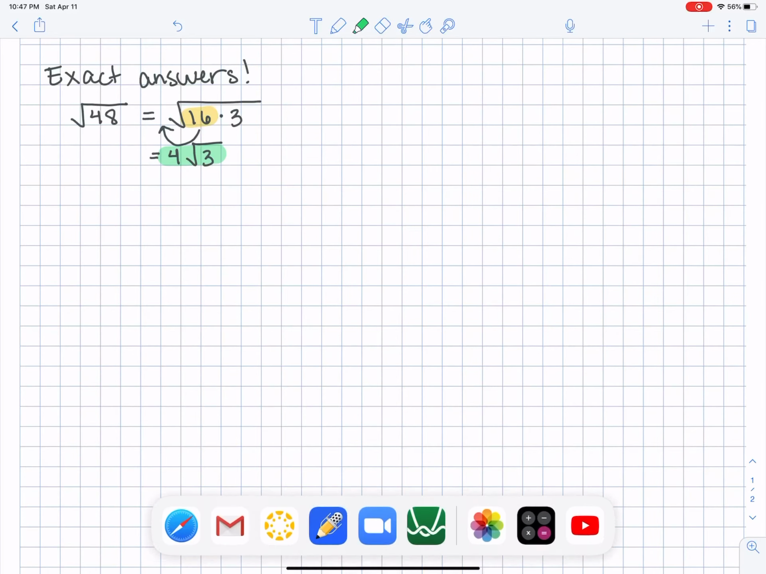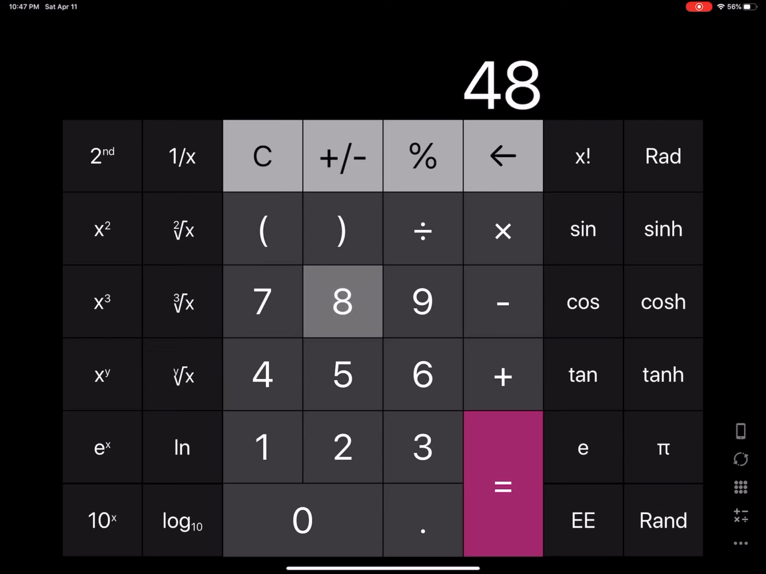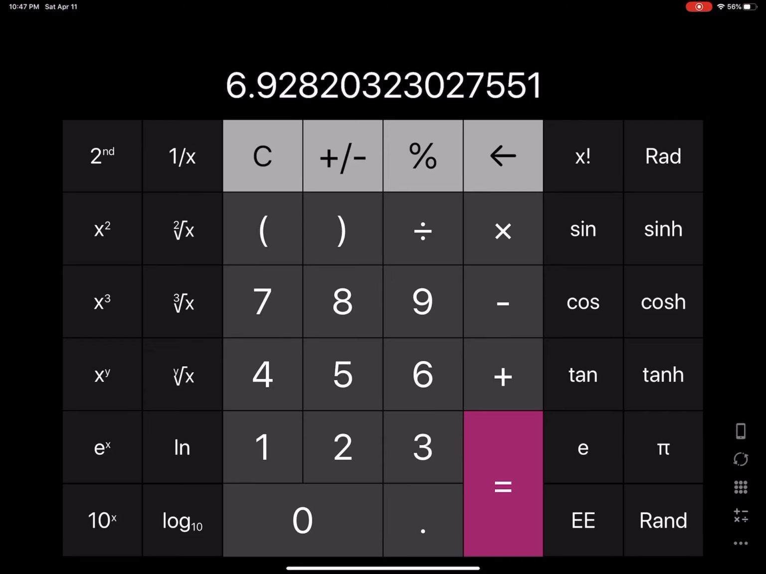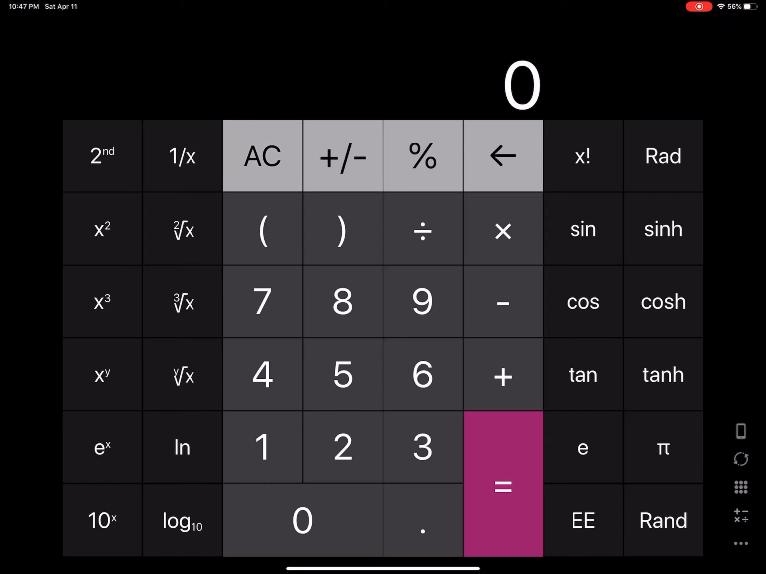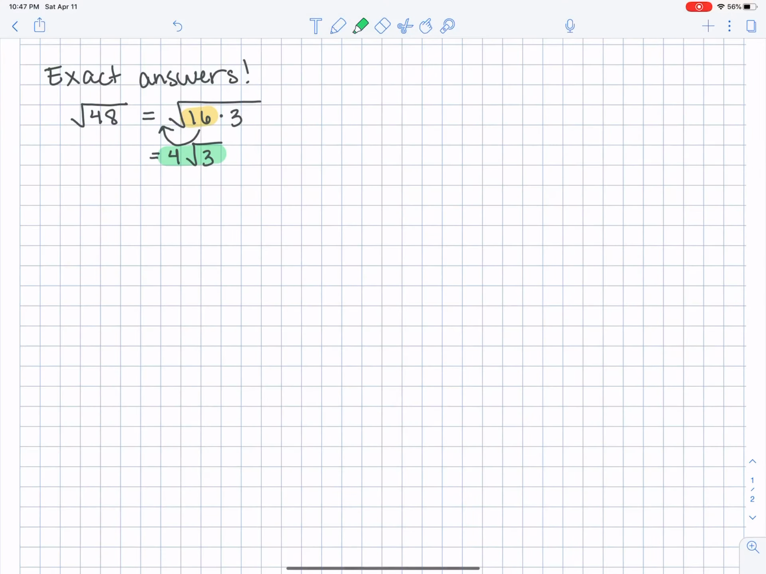You can go ahead and put your pencils down for a second. I'm going to prove it to you. The square root of 48 is about 6.928. We're going to remember that number for a second, and I'm going to clear my calculator and say 4 times the square root of 3, and equals, and hey, it's the exact same number. So when we're simplifying our square roots, we want to make sure that we're pulling out any possible factors that have perfect roots.